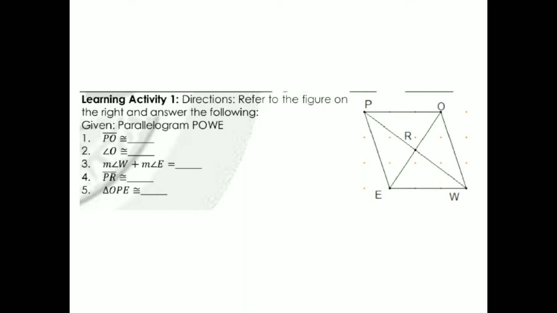Then number 4, PR, which is part of the diagonal, is congruent to what? And then triangle OPE is congruent to what triangle? So please copy it first, then answer it later.